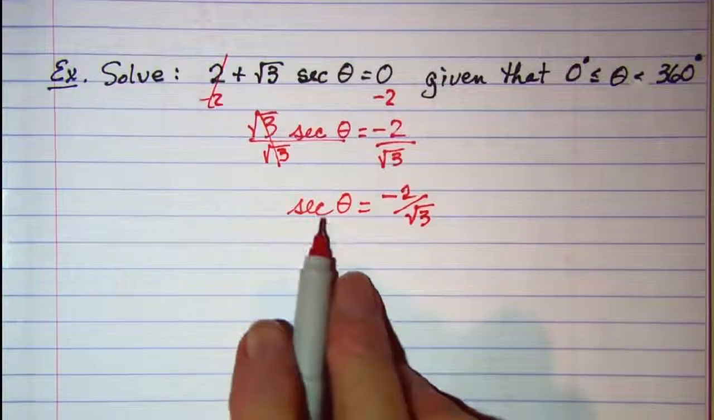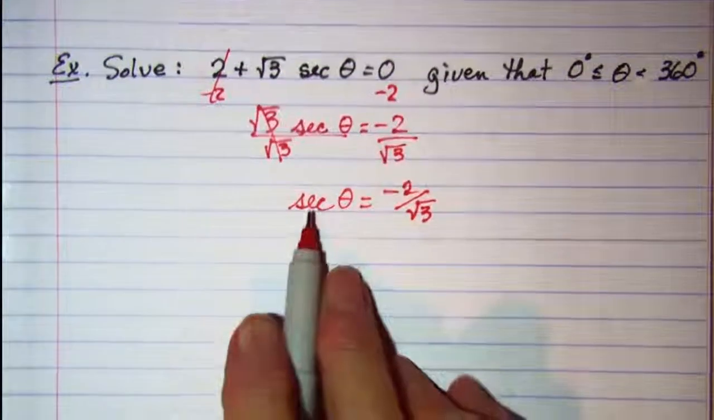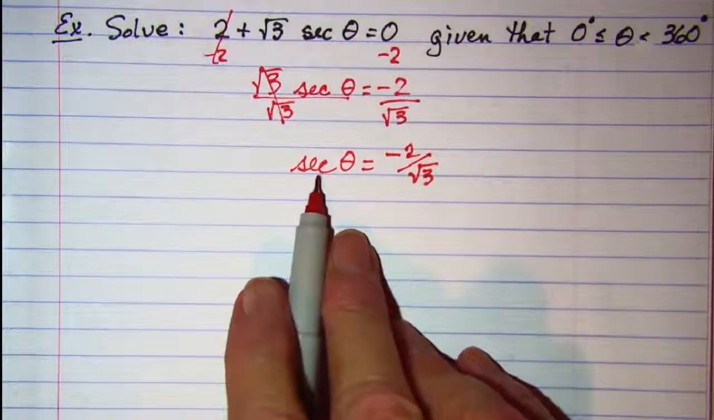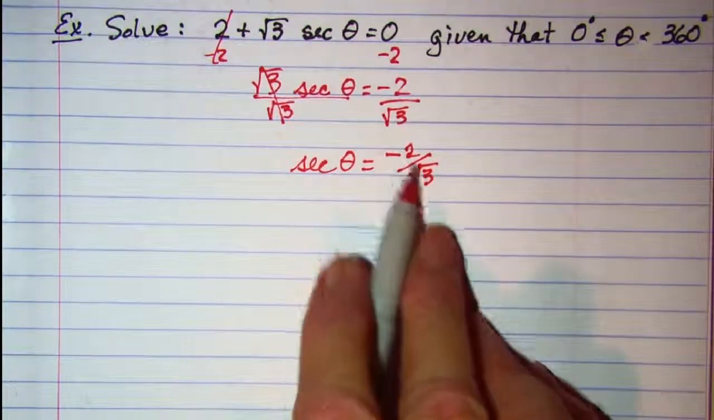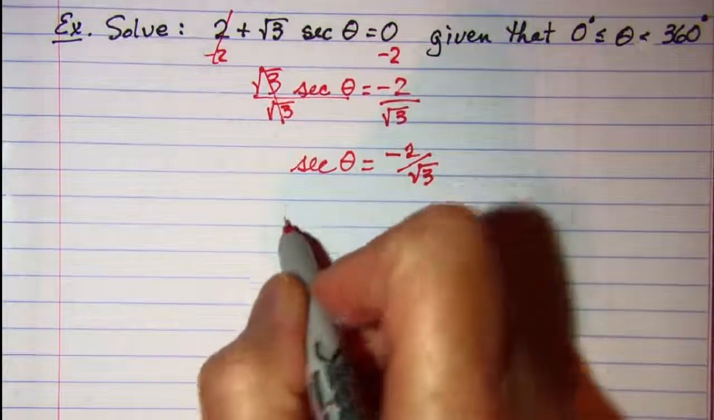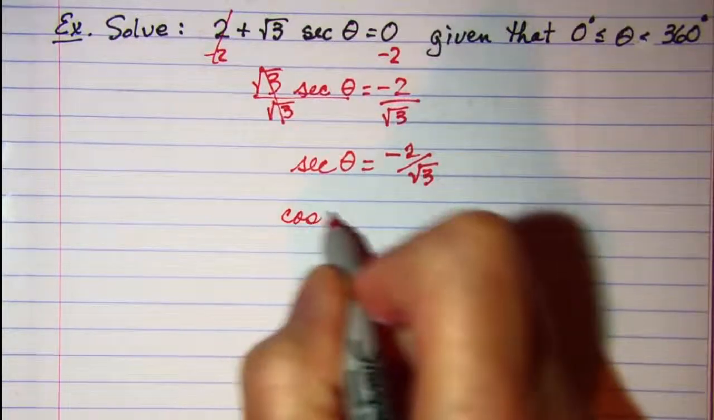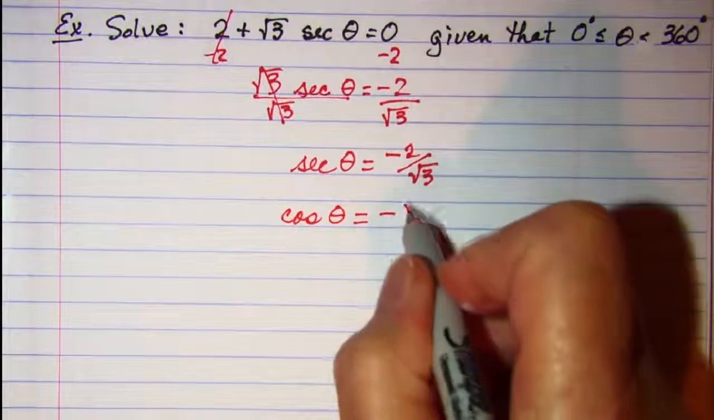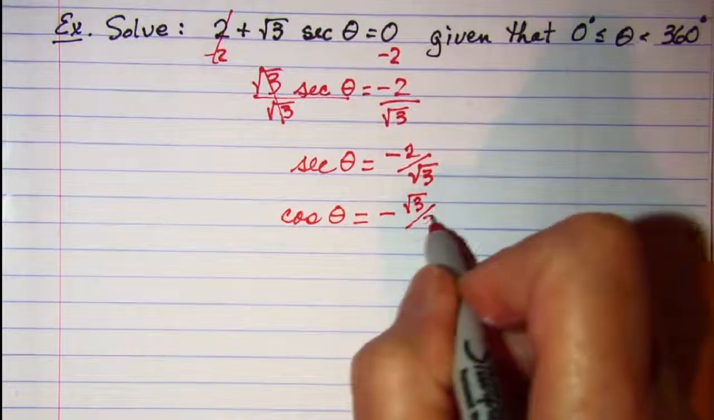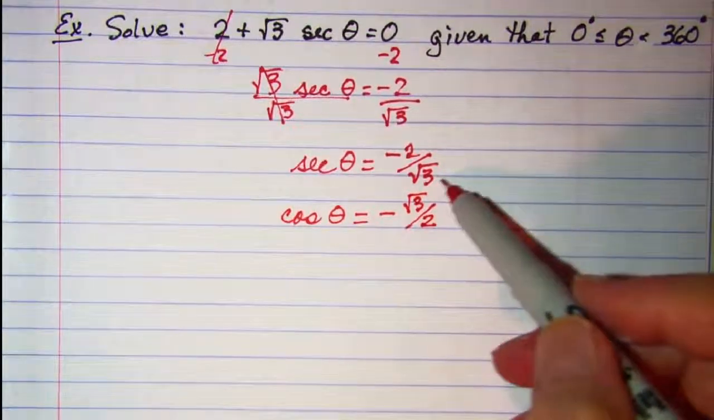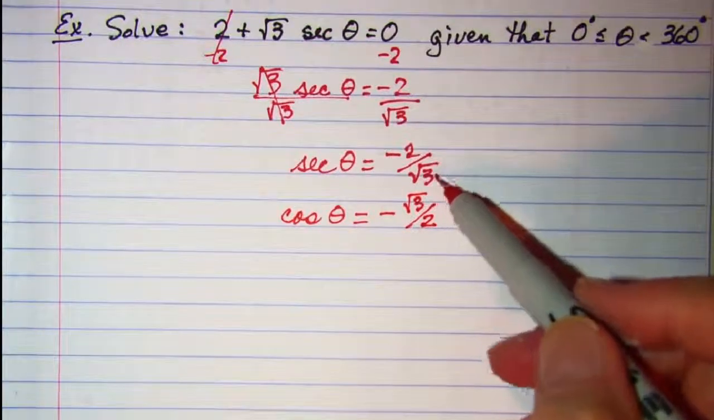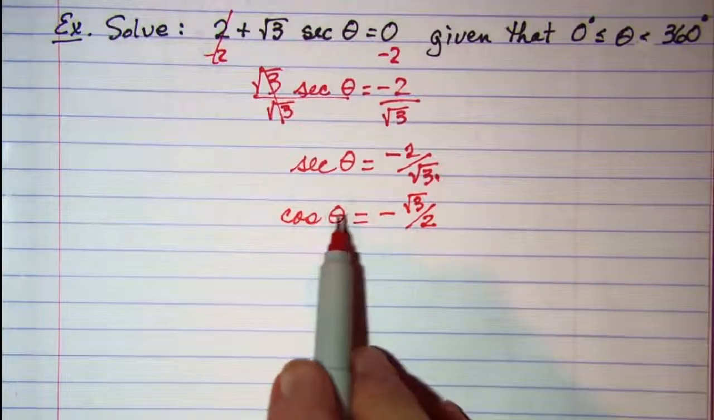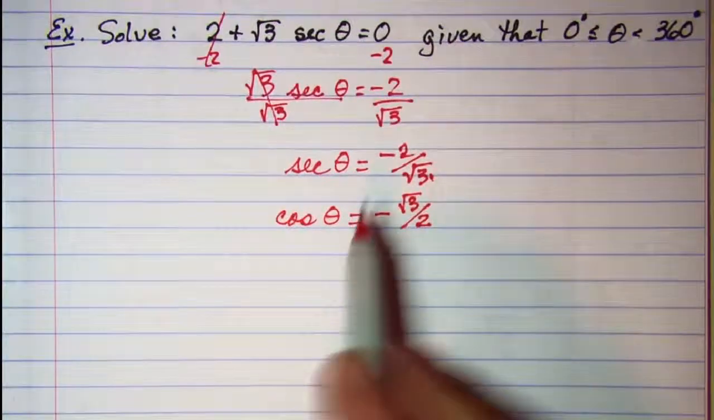Now, this is one of our reciprocal functions. So I'm going to write the reciprocal. If secant theta is this ratio, then cosine theta will be a negative root 3 over 2. Notice all I did was turn this upside down. Alright, now I can draw my reference triangles.